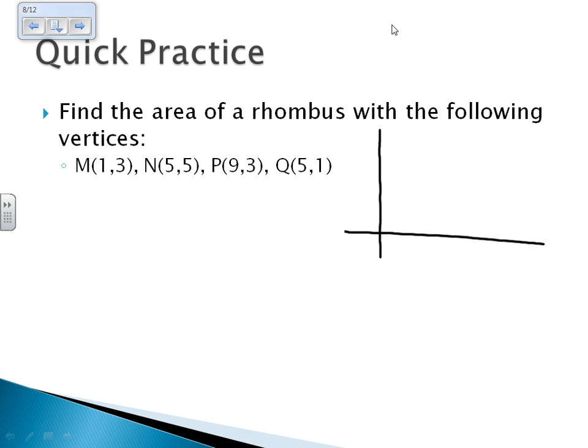Yes, would you pass out some graph paper for me? Thank you. Yes, ma'am. Which part?